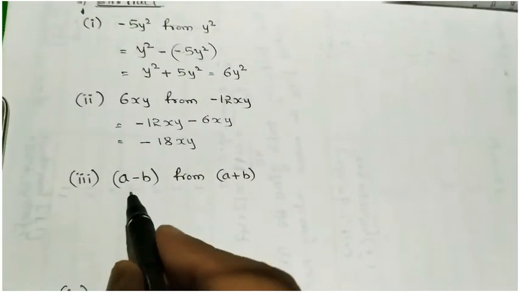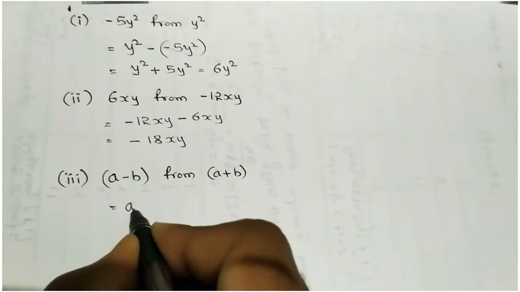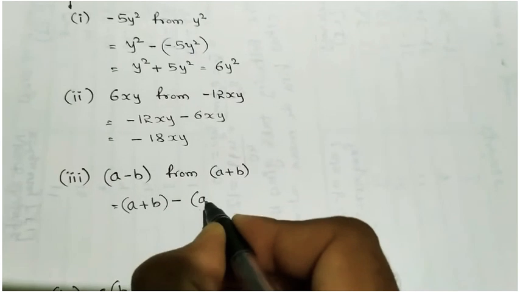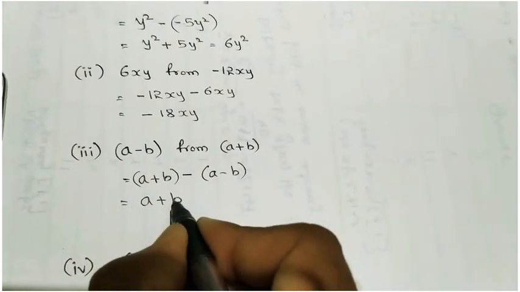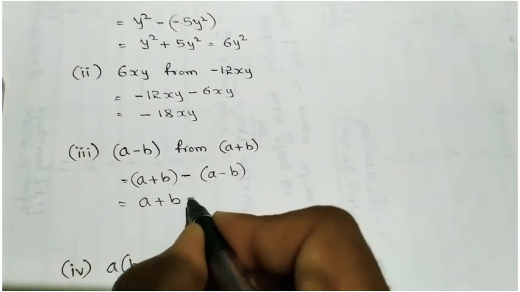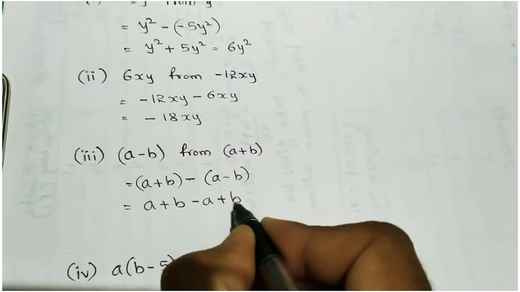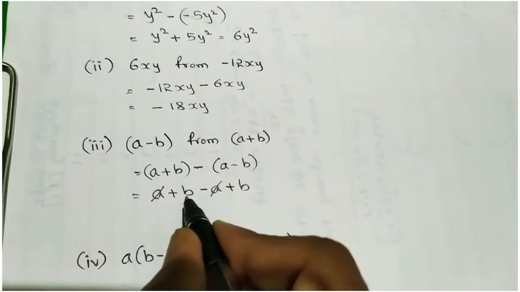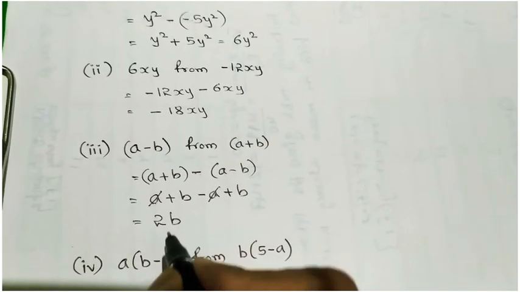Third one: a minus b from a plus b. So a plus b minus of a minus b. So a plus b, minus into a, minus into minus b, it will be plus b. a minus a get cancelled, so what is left? Plus b plus b, so it will be 2b.